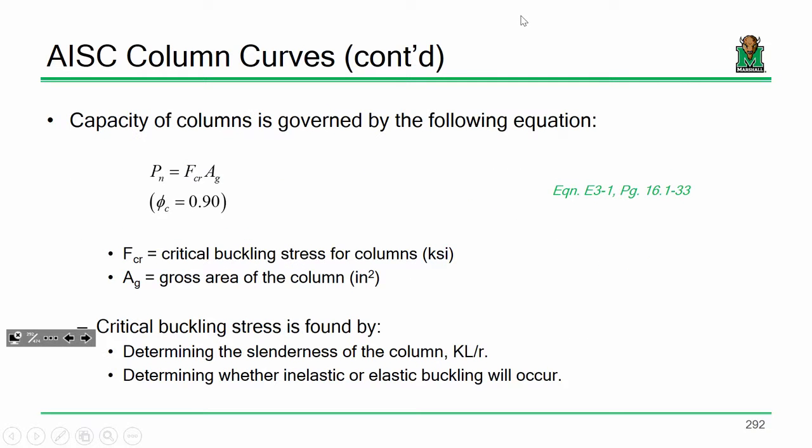So, if I look at the capacity of a column, I actually want everybody to open their manual and go to chapter E this time. An easy way of finding this chapter: remember the shear lag table, table D3.1? Remember where your shear lag factors were? That is chapter D. Turn a couple pages and you'll be in chapter E.